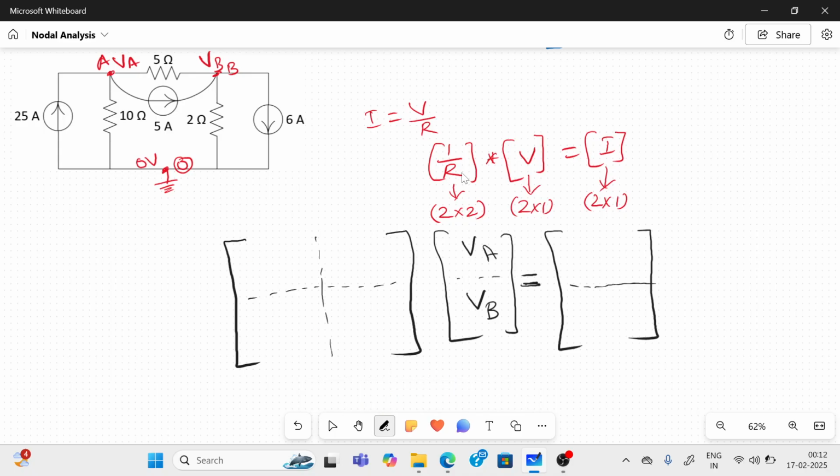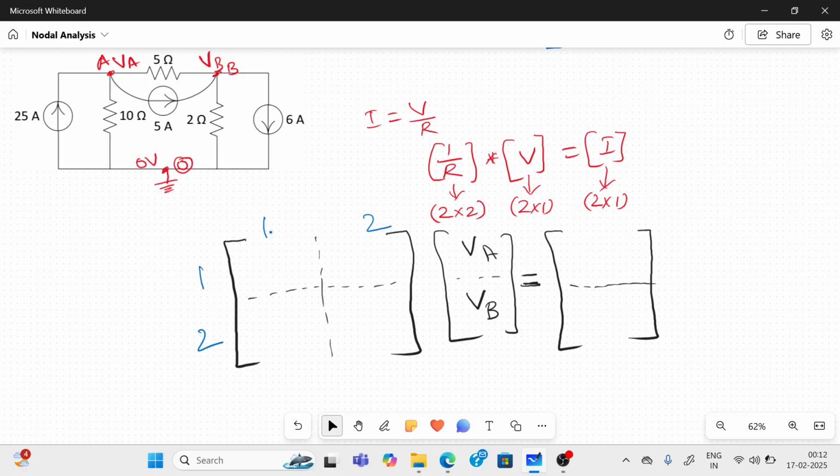So similarly here we are writing the matrix in the structure of 1 by R. Earlier in the mesh analysis we wrote the R matrix, right? We added the resistance directly. But here we take a reciprocal and add. That's it. So here also two rows, two columns. Row 1, column 1 will represent node 1. Column 2, sorry, row 2 will represent node 2.